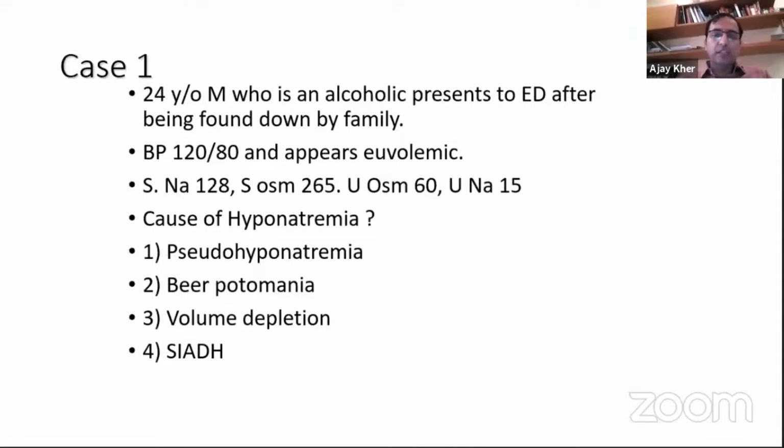So now let's come to cases and how we diagnose and what algorithm we can use. We have a 24-year-old male who is an alcoholic and presents to the emergency department after being found down by his family. His blood pressure is 120/80 and he appears euvolemic. His serum sodium is 128, serum osmolarity is 265, urine osmolarity is 60 and urine sodium is 15. What's his cause of hyponatremia? Is it 1, pseudohyponatremia, 2, beer potomania, 3, volume depletion, or 4, SIADH?